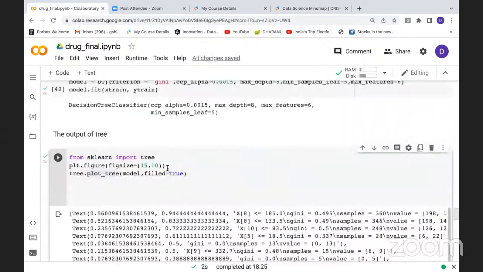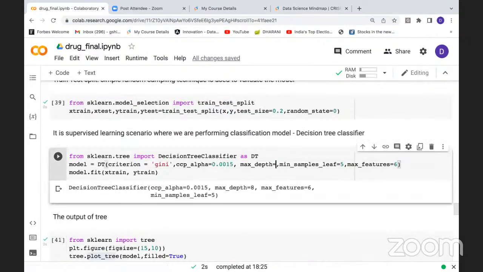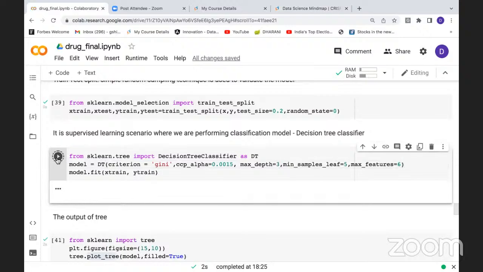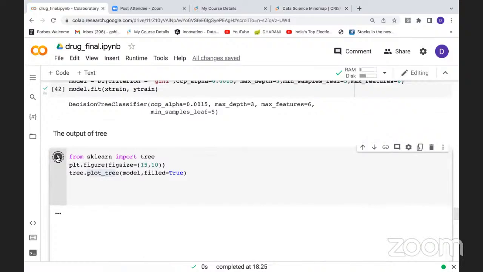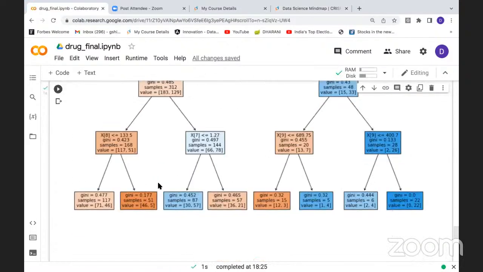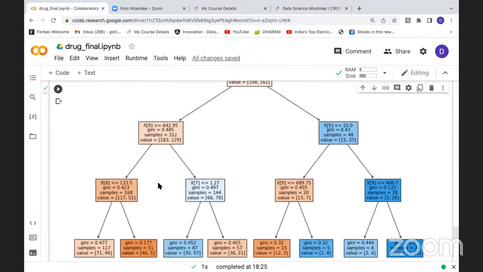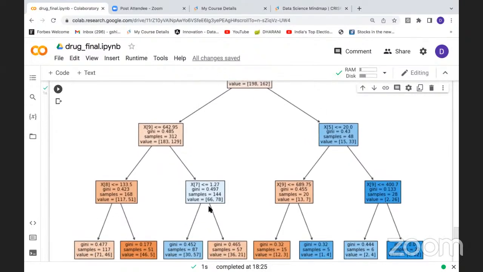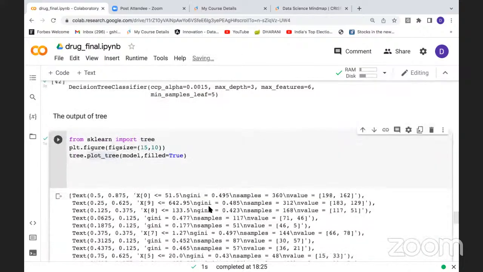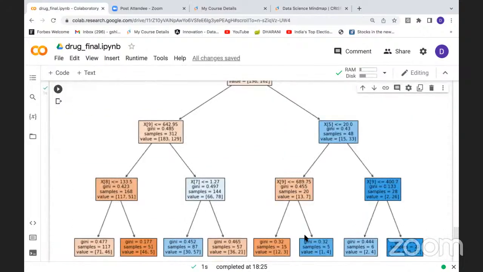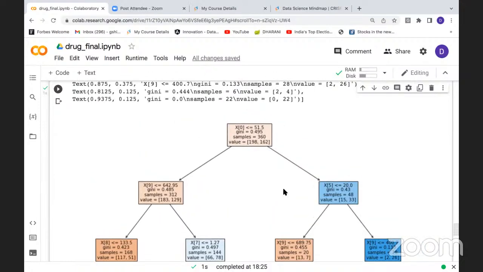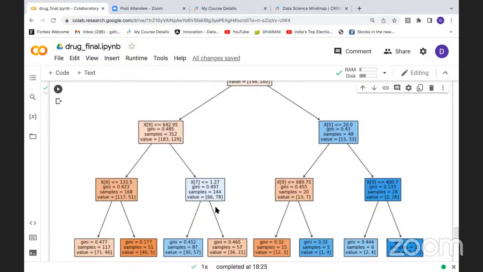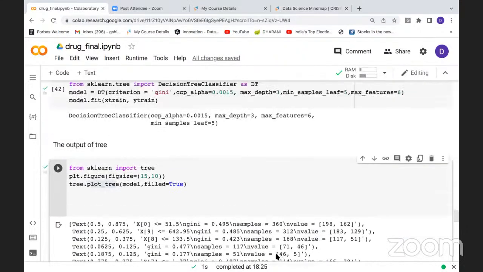Let me show you. This is very big, let me show you a small one. I restricted it from growing to the fullest. I told depth should be, I think 3 is what I gave. Yeah. See, this is 1, this is 2, this is 3. So we are not growing it to the fullest.